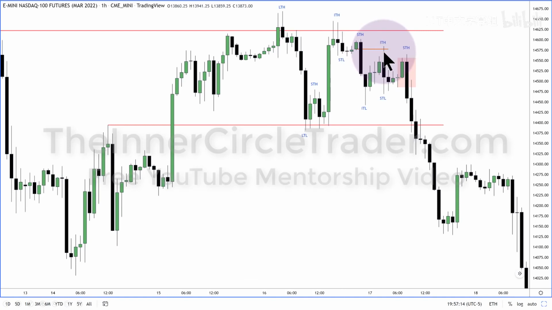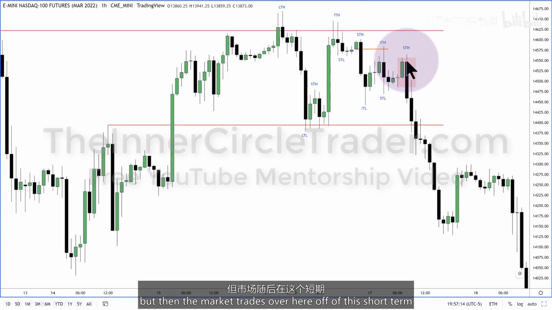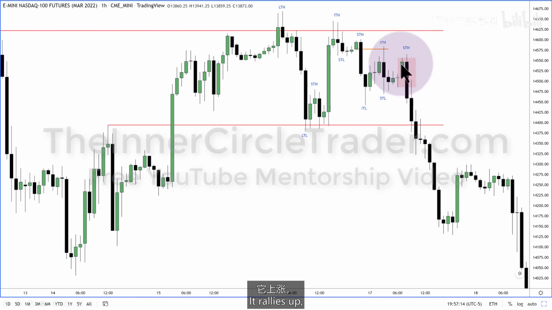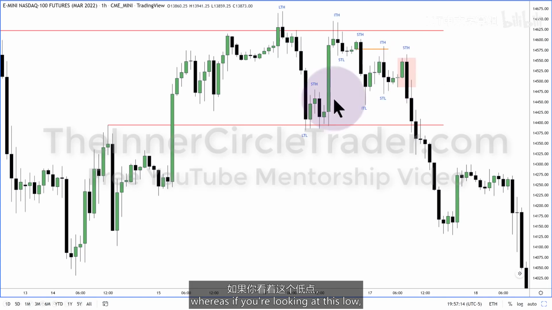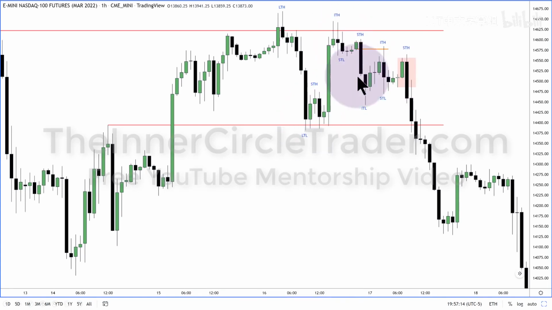This intermediate term low forms by rebalancing, but it has a higher short-term high here, but then the market trades over here off of this short-term low. It rallies up, but it fails. It fails in here. We're going to anticipate that failure. Whereas if you're looking at this low, high, higher low, failed higher high, higher low.